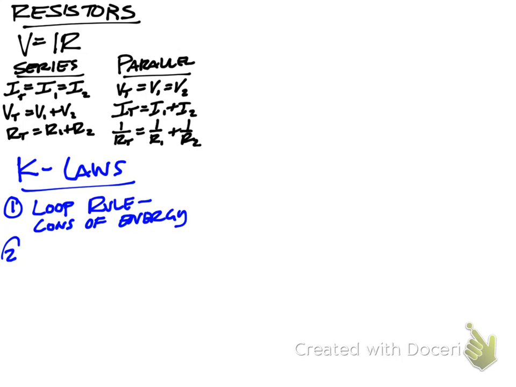And then you have the node rule, which is what we saw in the parallel thing. In the node rule, current splits. So current in must equal current out for the node rule. And we're not going to run through a whole example, but we are going to draw one out and talk about what you would do with it.